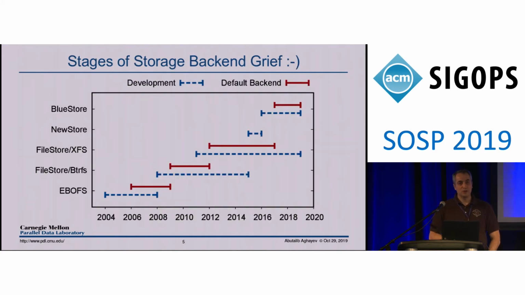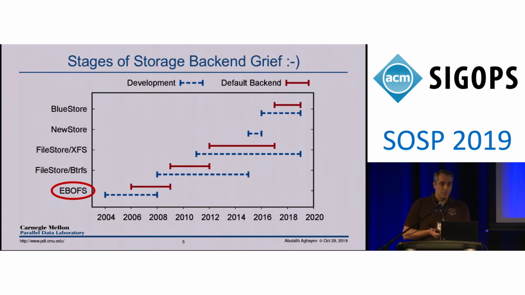So the Ceph team also followed this convention and built multiple storage backends on top of file systems. As a result, they went through what we jokingly call stages of storage backend grief. So this graph shows how long each backend was in development and how long it was the default production backend. The y-axis is the names of different storage backends, and the x-axis are the years.